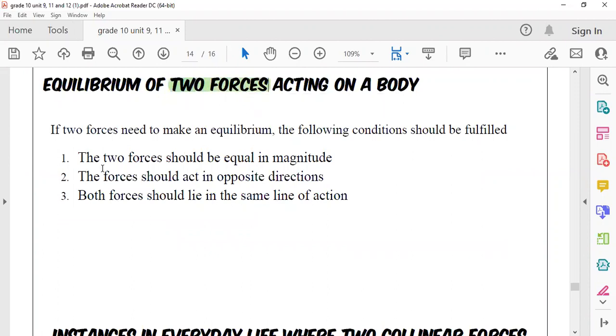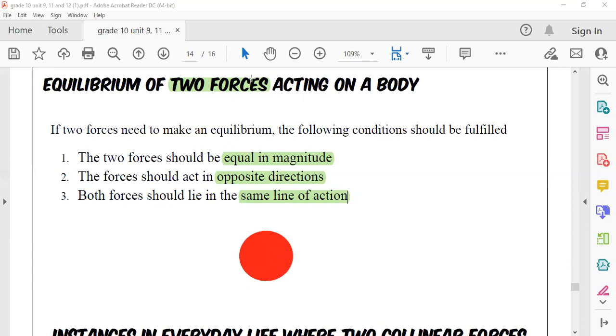When two forces are to be in equilibrium, three conditions should be fulfilled. One condition is equal magnitude: the forces should be equal in magnitude. The two forces should be acting in opposite directions, and the two forces should be in the same line of action. If any one of these conditions is not fulfilled, it will not be in equilibrium.